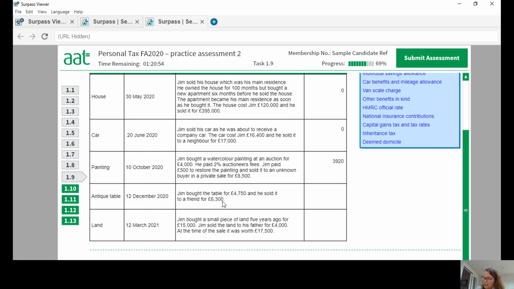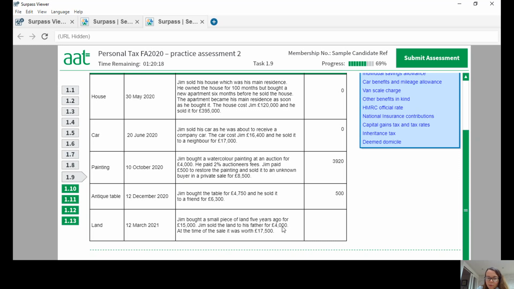Working it out normally, 6,300 take away 4,750 gives me 1,550. I'll make a note of that. But then it's capped using the sales proceeds, 6,300 subtract 6,000, so that's just 300. 300 times 5 divided by 3 is 500. 500 is lower than 1,550. So in this one, we would go with that capped figure.